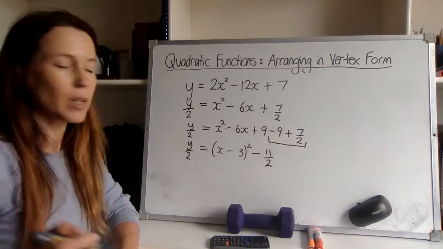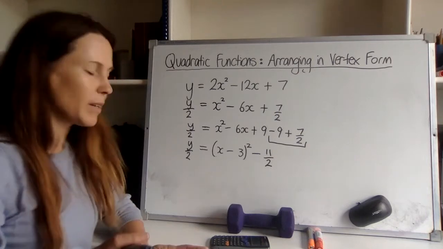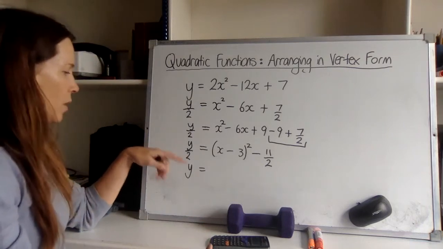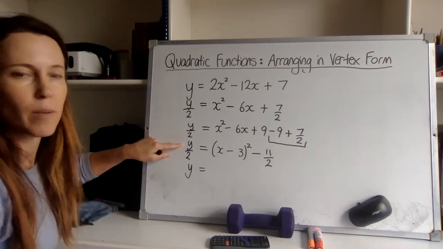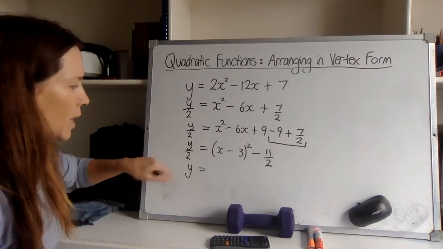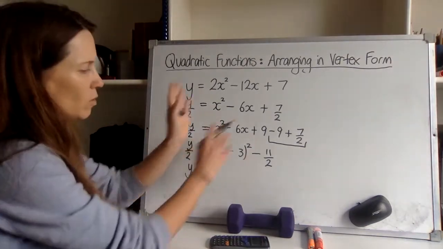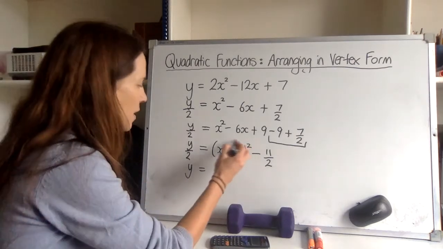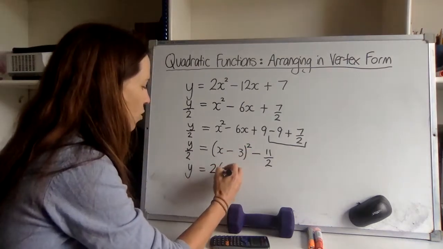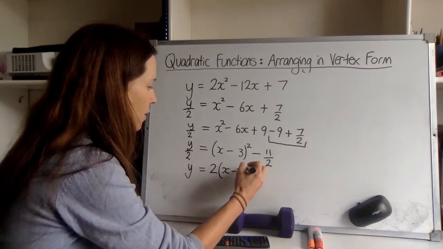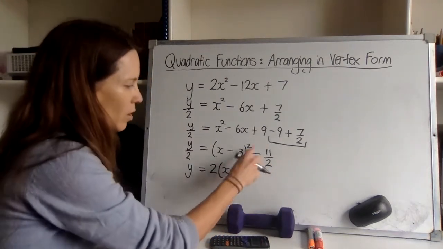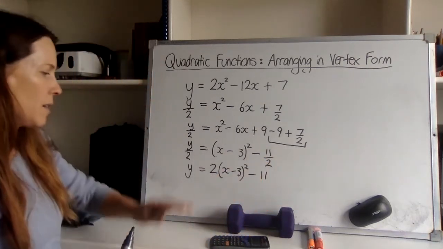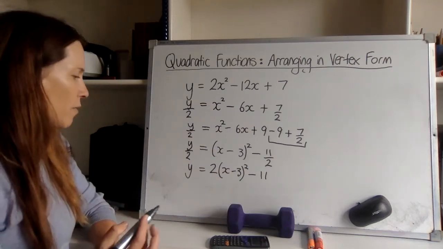Now the last step, we're nearly in vertex form, but not quite, because we need this to be y equals something, not y over 2. So how do we make this be y? We need to multiply the left-hand side by 2. And if we're multiplying the left-hand side by 2, we need to multiply the right-hand side by 2. Now, a word of caution. It's easy enough to remember that you need to multiply this whole bit by 2 by just putting a 2 out the front. But you need to remember also to multiply this term by 2, and that will give you the minus 11 there at the end. Now we've got our vertex form, and we can read the vertex straight off.